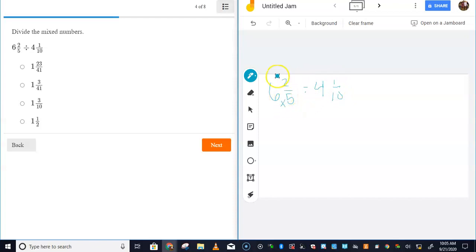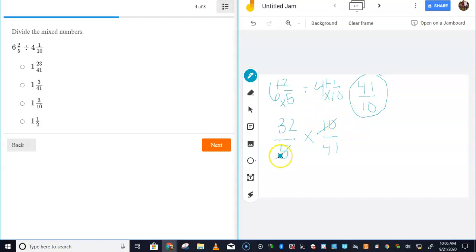6 times 5 is 30. 30 plus 2 is 32. So 32 over 5. Division changes to multiplication. We're going to change this mixed number to an improper fraction. So 40 plus 1 is 41 over 10. Remember, I write it here, so I remember to flip it over here.